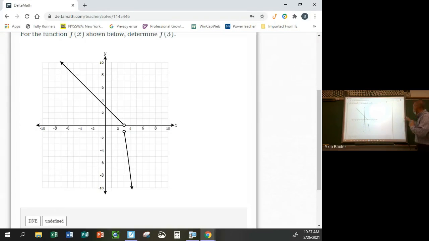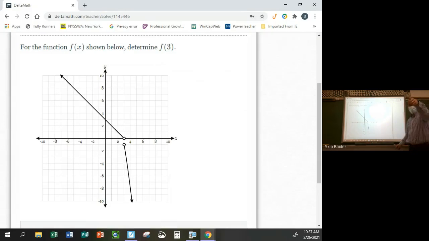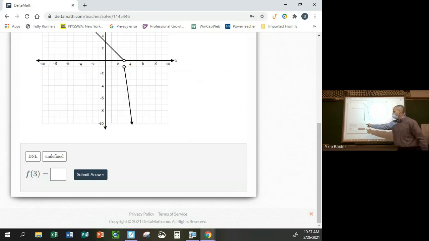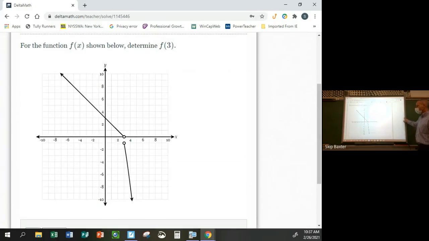Whoa, different question. f of 3. Undefined. Does not exist. Down here, you would just click undefined or does not exist. Either one's acceptable. For both, mine would be undefined.